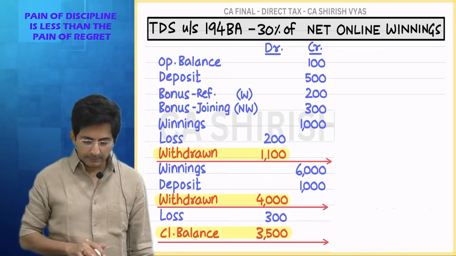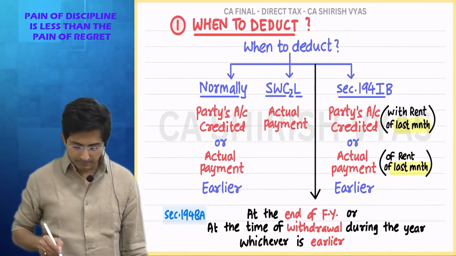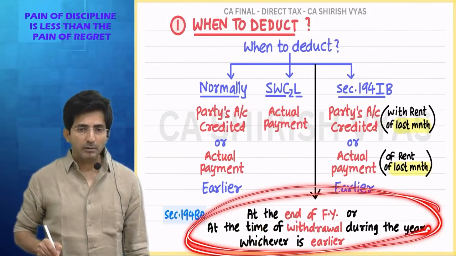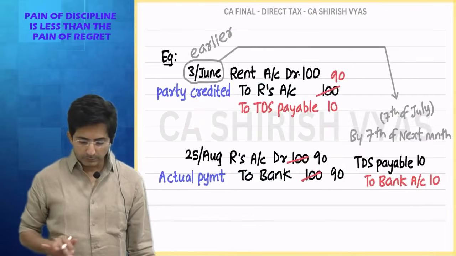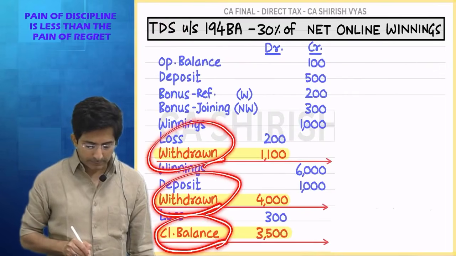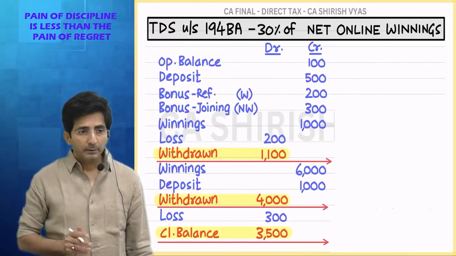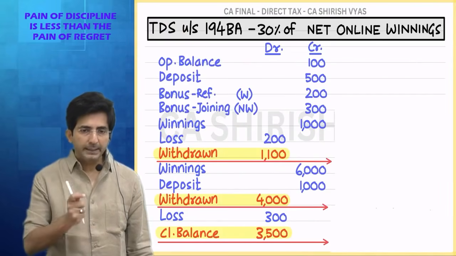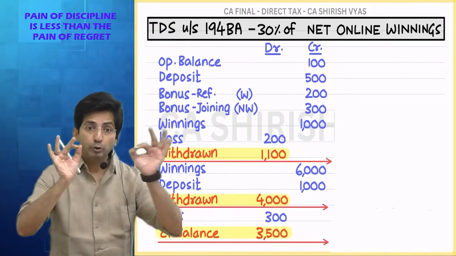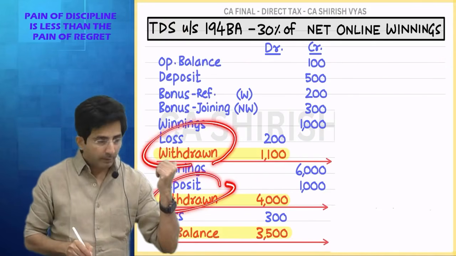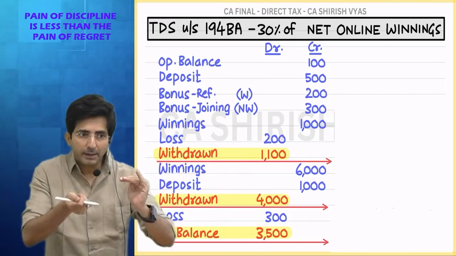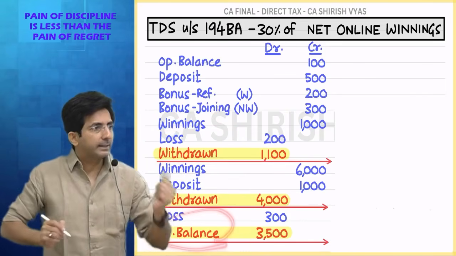Tell me, what did I say? TDS in online games comes as per this formula. What is the formula? At the end of the financial year or withdrawal, whichever is earlier. So see, I have already highlighted withdrawals and closing balance. Can you tell me why? Because this is the trigger point of TDS. When is TDS triggered? When you actually withdraw. And even if you don't withdraw, when the financial year ends, TDS is triggered. So closing balance means end of financial year.